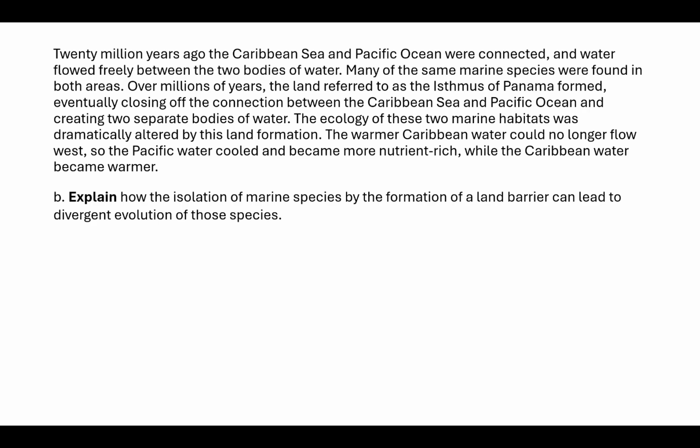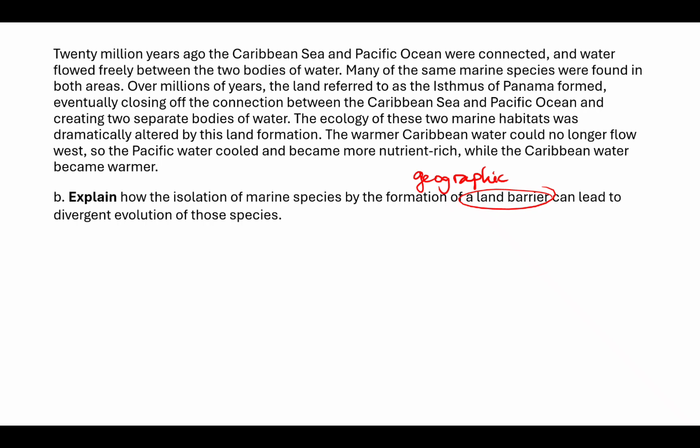All right, let's look now at part B. Go ahead and pause the video now so that you can read what part B is asking. All right, so what they're talking about now is isolation. Specifically, this land barrier is a form of geographic isolation.